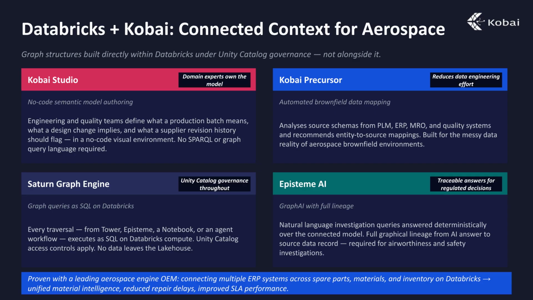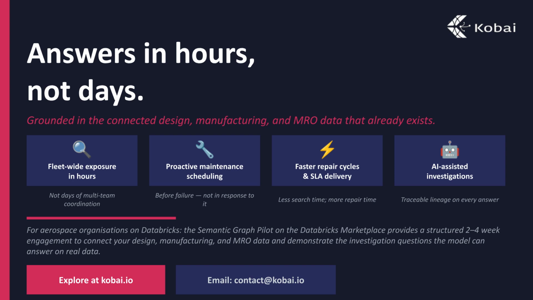Databricks and Kobai deliver this connected context directly under Unity Catalog governance. With tools like Kobai Studio for modeling, Precursor for mapping, the Saturn Graph Engine, and Episteme AI, you get traceable answers built for aerospace reality. Achieve answers in hours, not days, by grounding your operations in connected data.